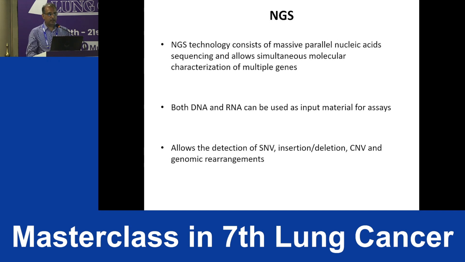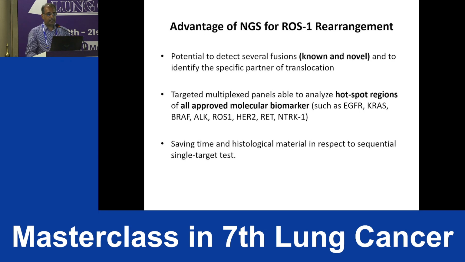Lastly, NGS, which is a recommended method now and the need of the hour. NGS technology consists of massively parallel nucleic acid sequencing and allows simultaneous molecular characterization of multiple genes. Both DNA and RNA can be used as the input material for the assays. It allows the detection of SNVs, insertions, deletions, copy number variation and genomic rearrangements. The advantage of NGS is that it has the potential to detect several fusions, not only the known but also the novel, and to identify the specific partner of translocation.